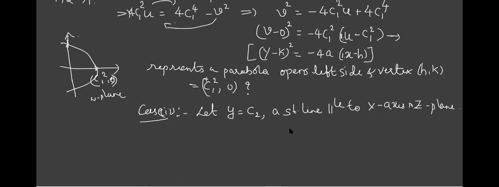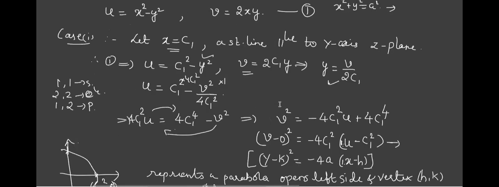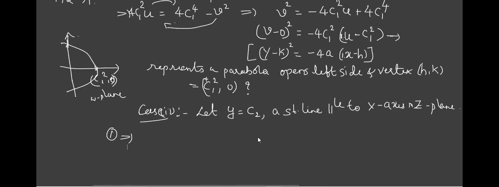Where can we substitute? Again, we cannot substitute in only one, we have to substitute in both. Just recall your set of equation 1. u equal to x square minus y square. So u equal to x square, and what do I write in place of y square? c2 square. One more relation: v equal to 2xy. It is 2x, and what is my y? c2.